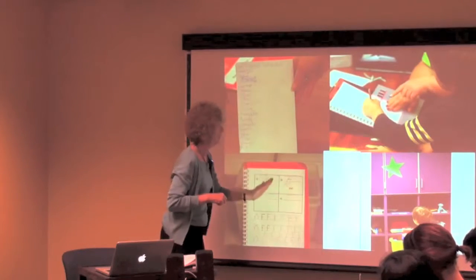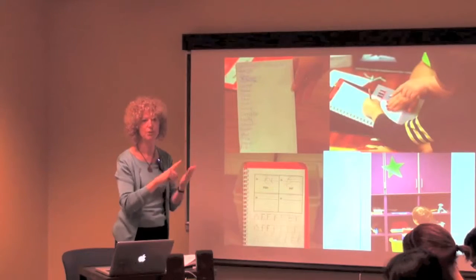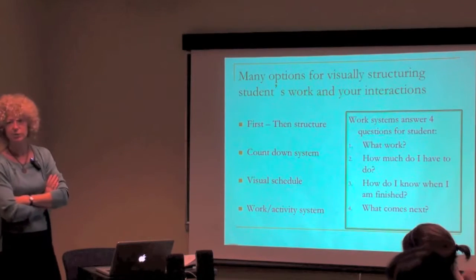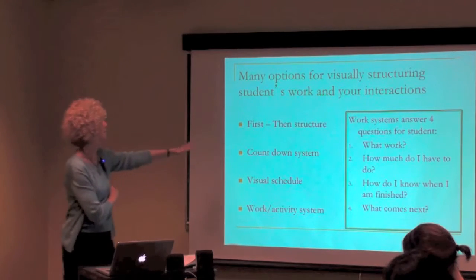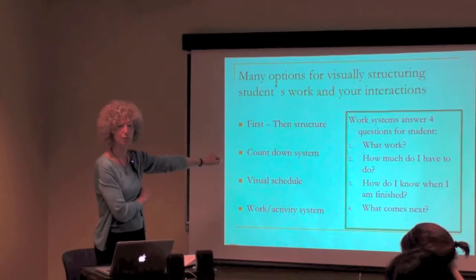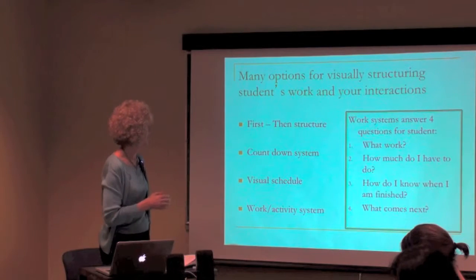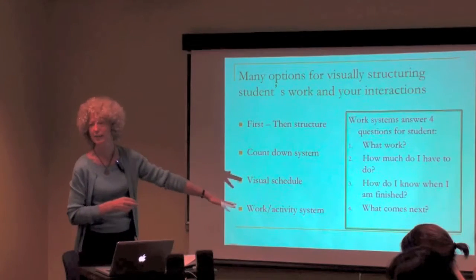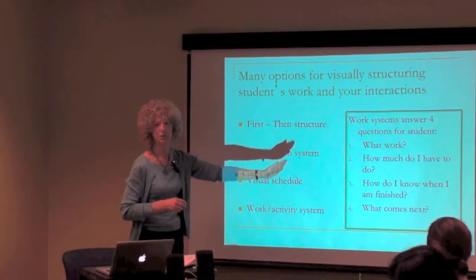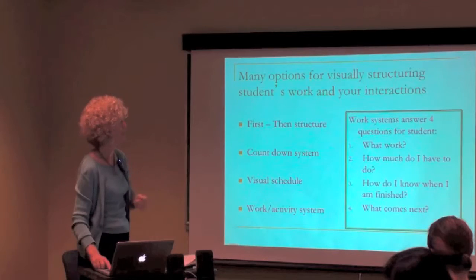And even within that work time, there's a structure so that he knows, what is my work? How much do I have to do? When am I finished? What comes next? So there are a lot of options for visually structuring a student's work. And the simplest is first-then, or now-next, you may call it that. There's a countdown system that's also pretty simple. A visual schedule is another way that you can structure work. And what we call a work activity system. All of these things will answer those questions. So they all have that information built in.